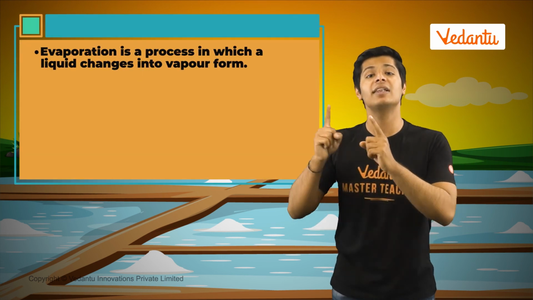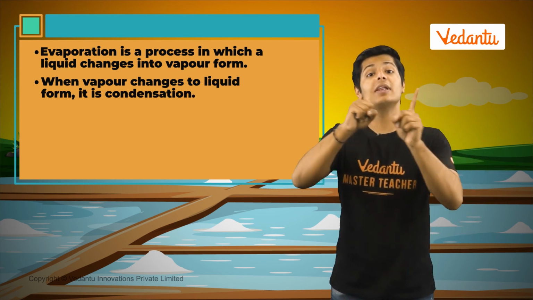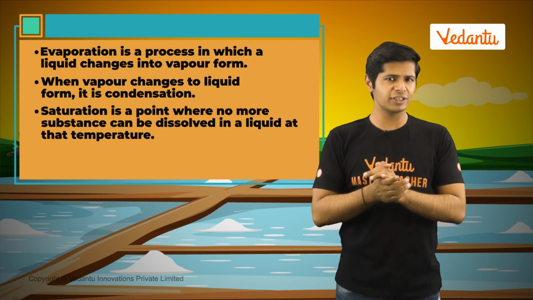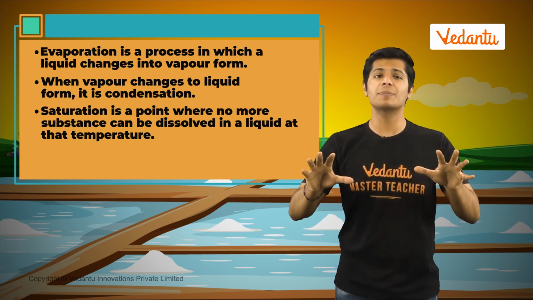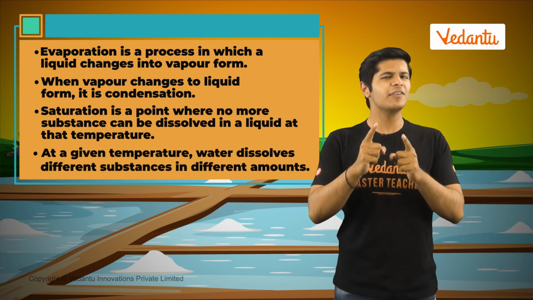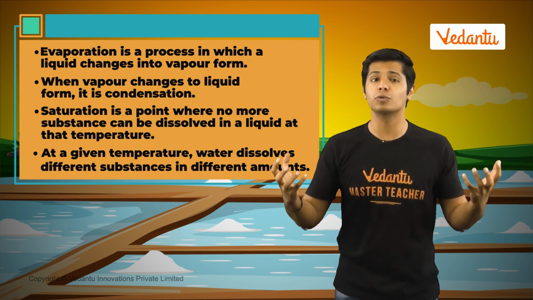We learned that evaporation is a process in which a liquid changes into vapor form. And when vapor changes to liquid form, it is called condensation. Saturation is a point when no more substance can be dissolved into a liquid at a given temperature. At a given temperature, water dissolves different substances in different amounts.